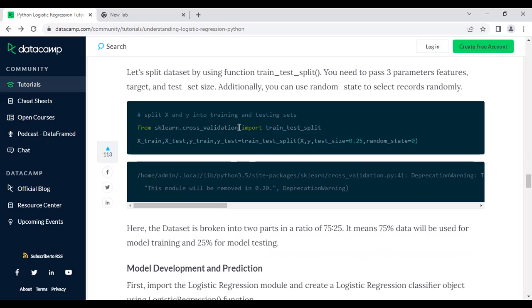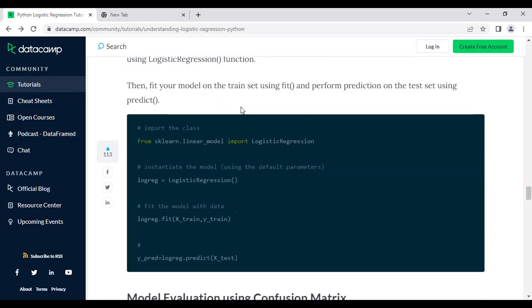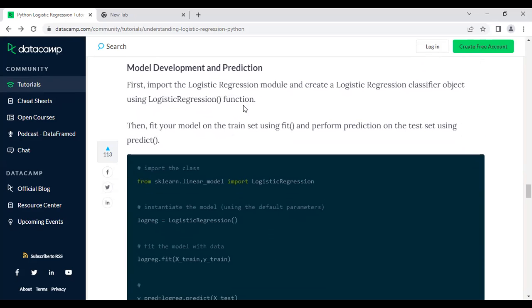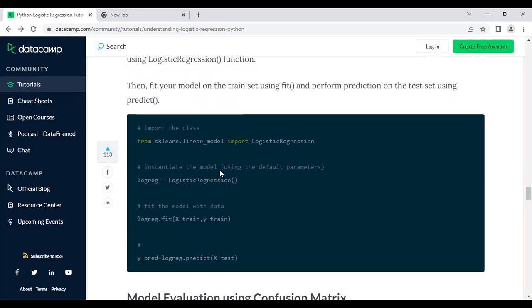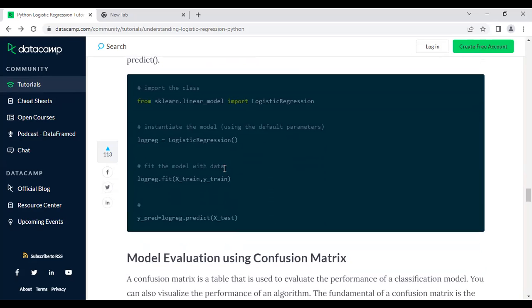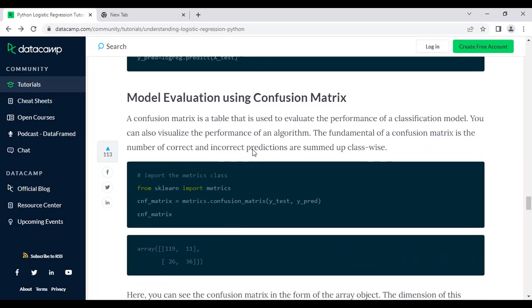So in the linear regression analysis, we don't use this cross validation, but here we use the cross validation. There also we use the train set and test set for building and evaluating a model. Model development and prediction, that means here we are creating the logistic regression. Then we use it for evaluating the model. For model evaluation, we use the confusion matrix.